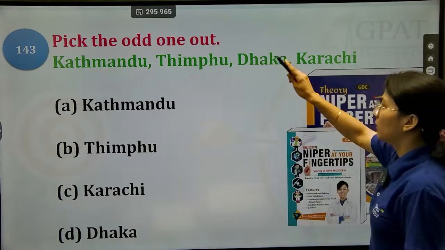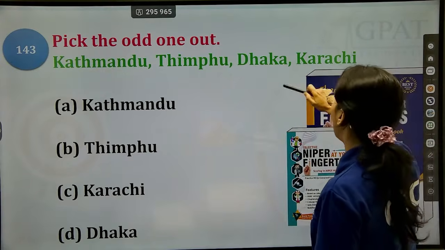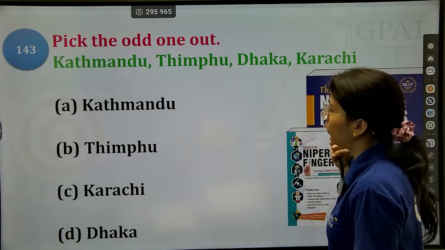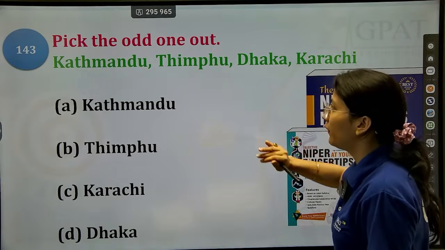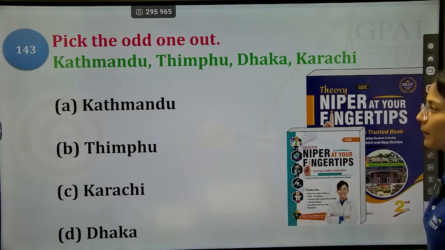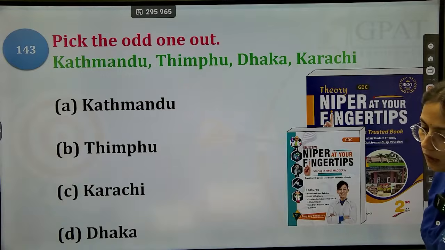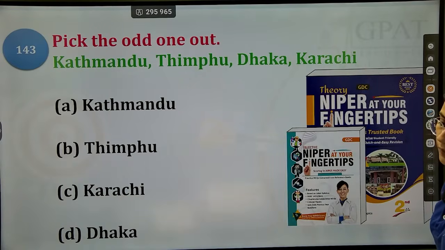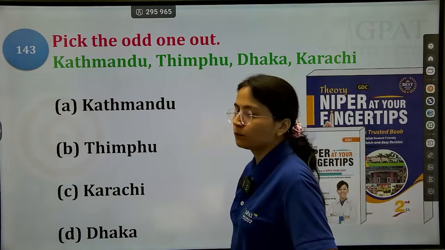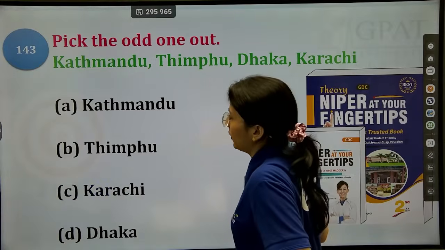Kathmandu, Thimphu, Dhaka, Karachi. So what is the odd one? Kathmandu is the capital of Nepal. Thimphu is for Bhutan, Dhaka is for Bangladesh, and Karachi is different. Karachi is not a capital, so Karachi is the odd one from all the 4 given words.